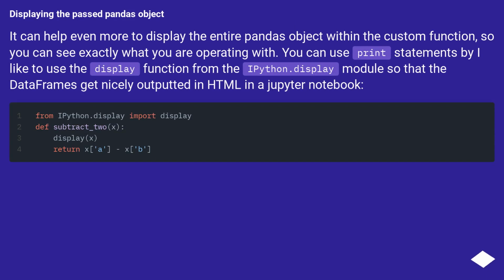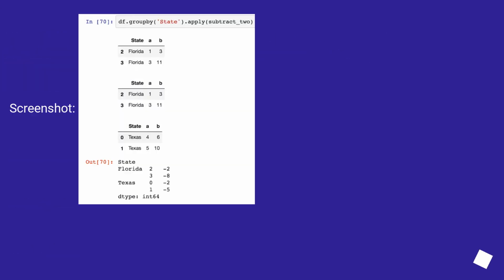Displaying the passed pandas object. It can help even more to display the entire pandas object within the custom function, so you can see exactly what you are operating with. You can use print statements but I like to use the display function from the IPython.display module so that the data frames get nicely outputted in HTML in a Jupyter notebook. Screenshot.